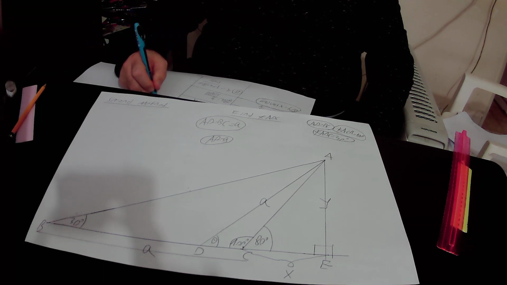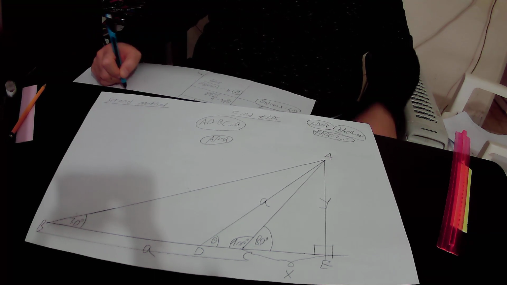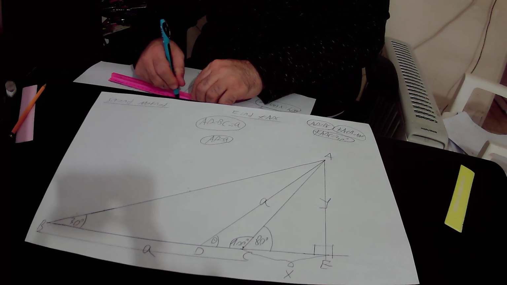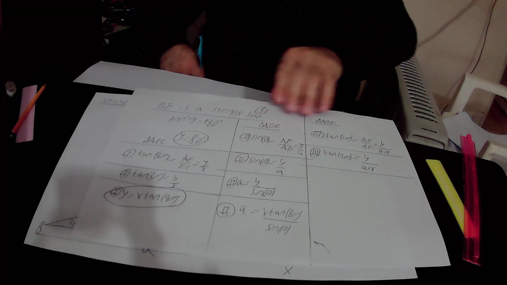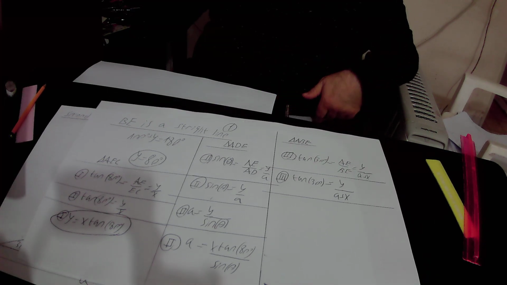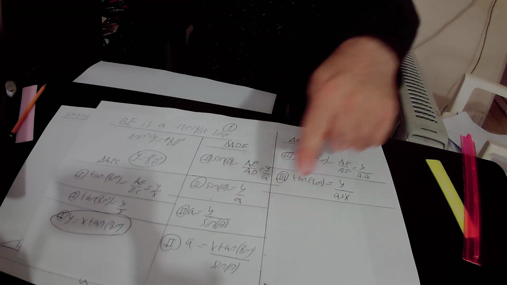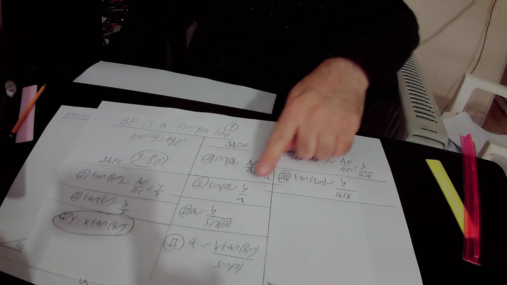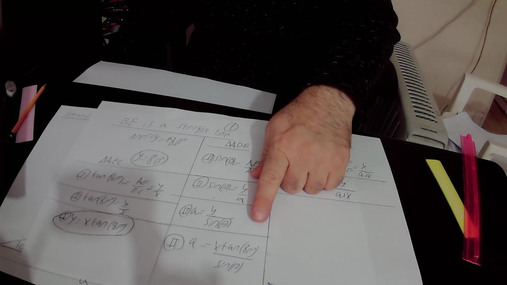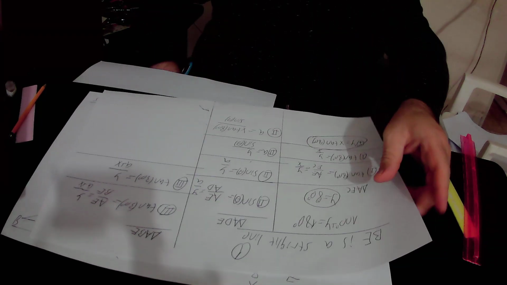Therefore, according to equation number 3, we will get that tangent 30 degrees equals Y over A plus X. Here we can substitute Y by X tangent 80 degrees, and we can substitute A by X tangent 80 degrees over sinus theta, because A equals X tangent 80 degrees over sinus theta. So we will do it now.